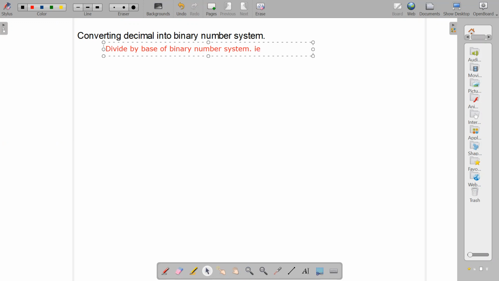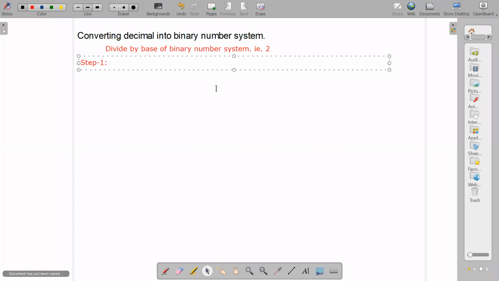That is 2. The IE means that is in short form. It means we have to divide each term by 2. Now let's write some steps. Step 1, divide by 2 and keep the remainder on the right.